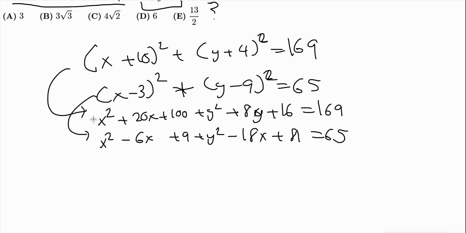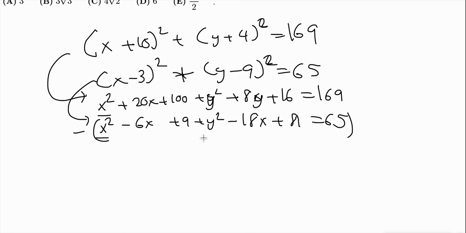And immediately what I can see is there's x squared here, x squared here. What if we add or subtract these so we can cancel them out? That's exactly what I'm going to do. So let's just subtract this equation from the first equation.